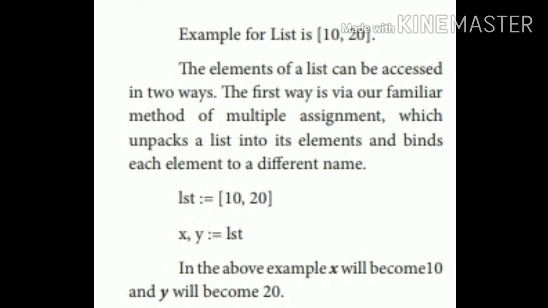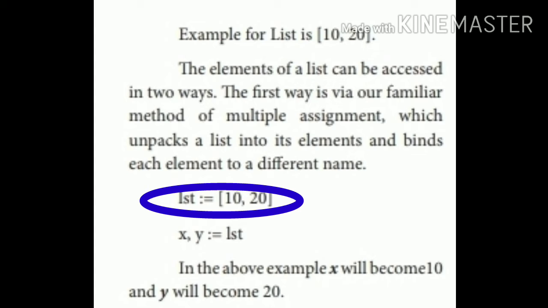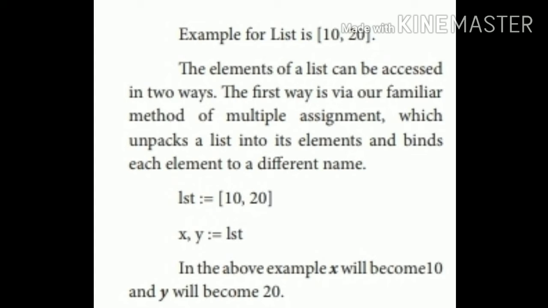If we access these elements, we use two methods. The first one is, here LST is the variable to which we assign the two elements, that is 10 comma 20, using list. We access these elements using the variable and also the index value. First method is using the variable. Here two elements are given, so declare two variables and assign the values to the variables x comma y. So x becomes the value 10, y becomes the value 20.